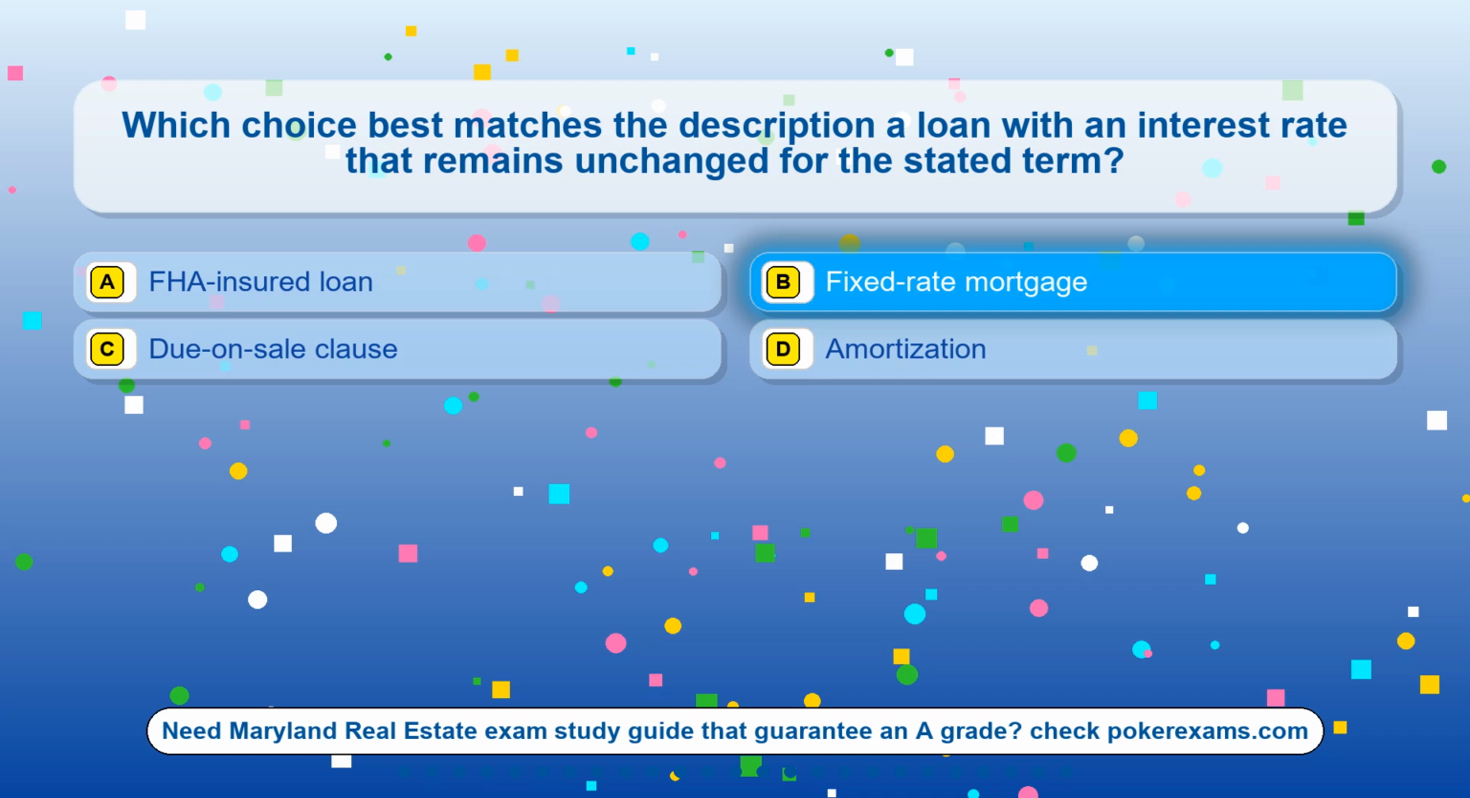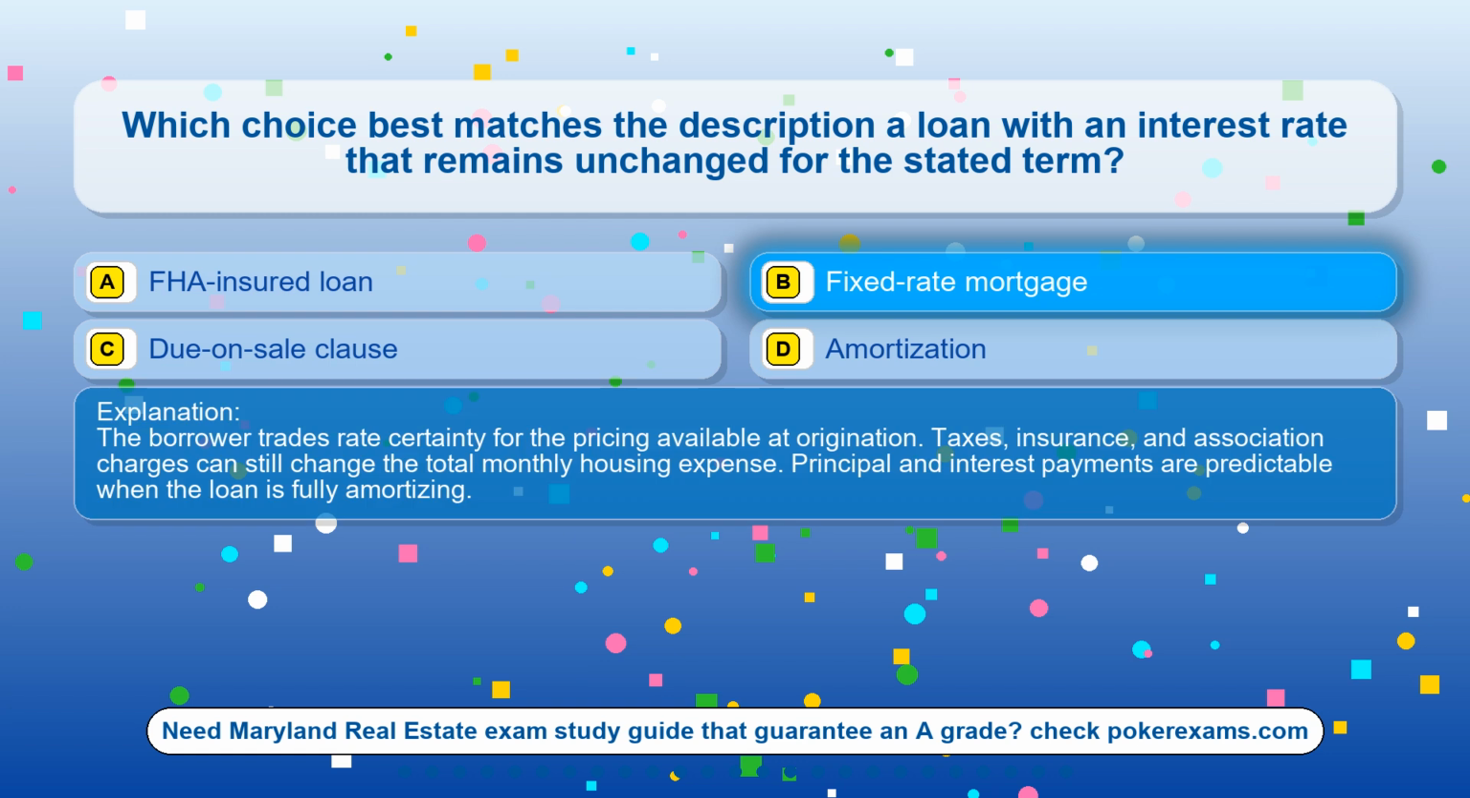The correct answer is option B, fixed-rate mortgage. The borrower trades rate certainty for the pricing available at origination. Taxes, insurance, and association charges can still change the total monthly housing expense. Principal and interest payments are predictable when the loan is fully amortizing.